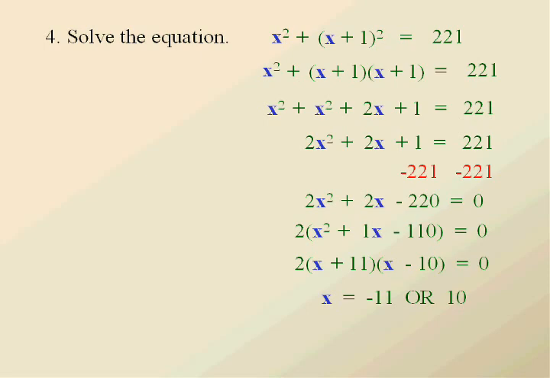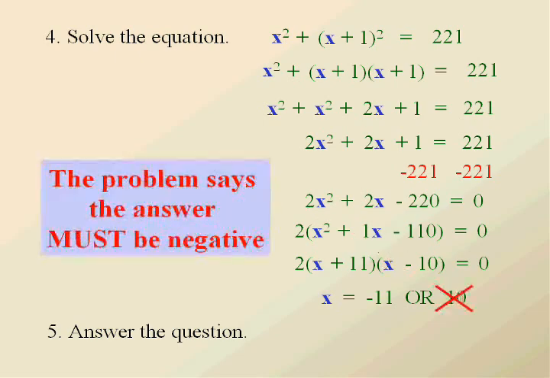Now in this problem they originally said that these were negative numbers. No way. So we have to, believe it or not, throw out the positive number. So our smaller integer is negative 11. Is that your final answer?